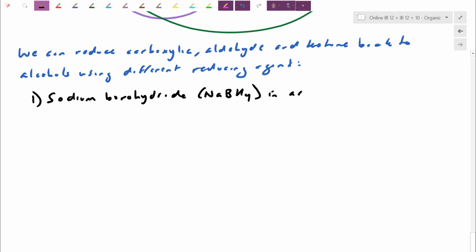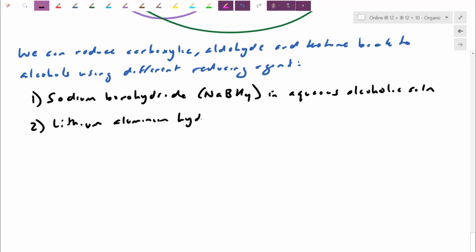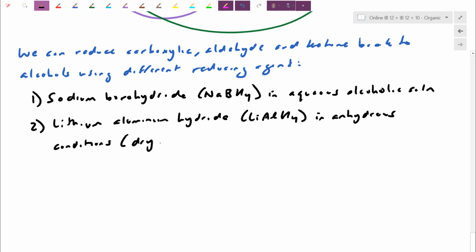This one here is in aqueous alcoholic solution. Or the stronger one here is actually lithium aluminum hydride. This one would be LiAlH4. And this one has to be in an anhydrous mixture. Water actually interferes a lot, just like it did in our redox chapter. It interferes a lot with our organic chemistry here. In anhydrous conditions, so no water present, usually we use a common solvent called dry ether.